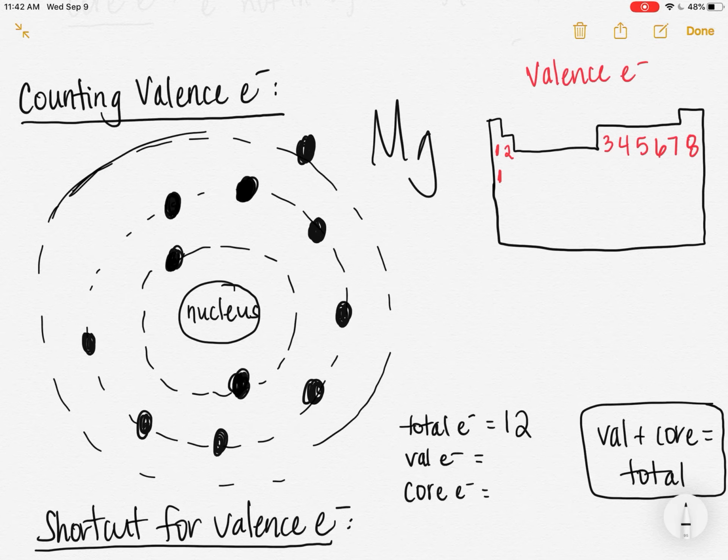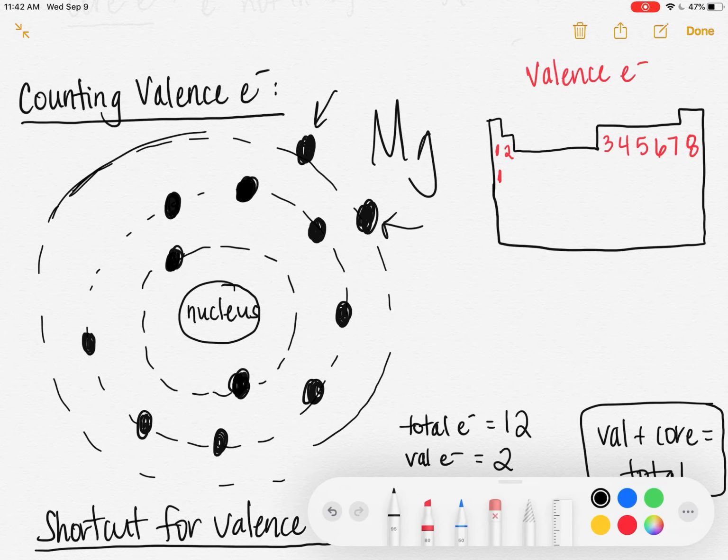Magnesium has 12 protons, 12 total electrons, 2 in the first level, 8 in the second, and then I have 2 more that I need to place. So there's the 1 and there's the second one, 2 in the third level. Valence electrons, these 2 right here. Everything else is a core. So 10 core, 2 valence. That's what I wanted to do.